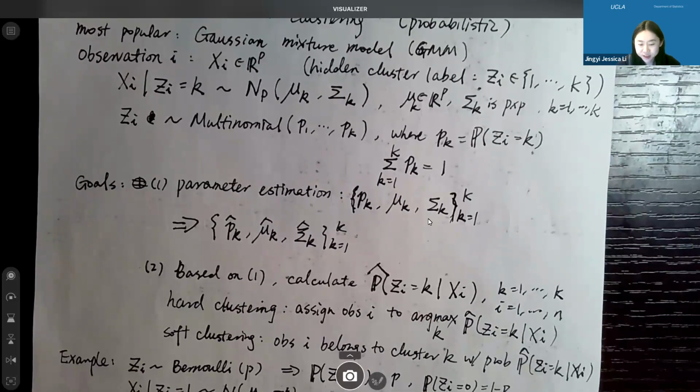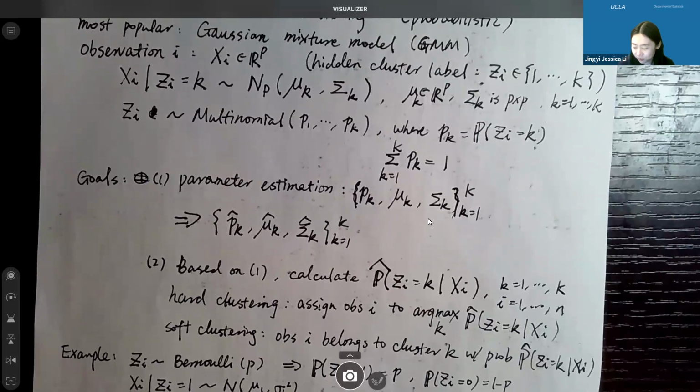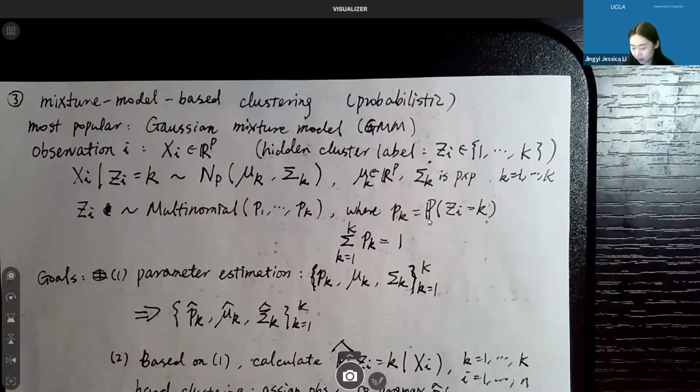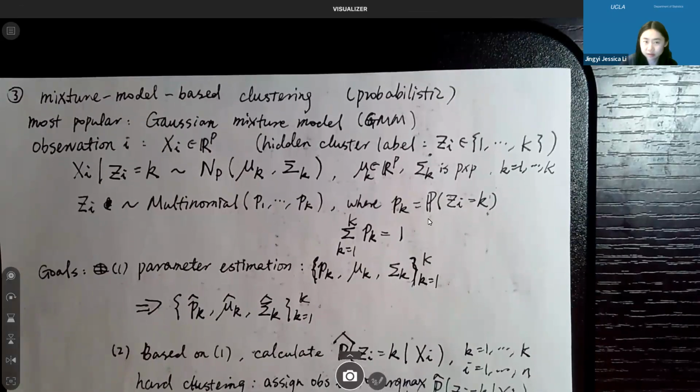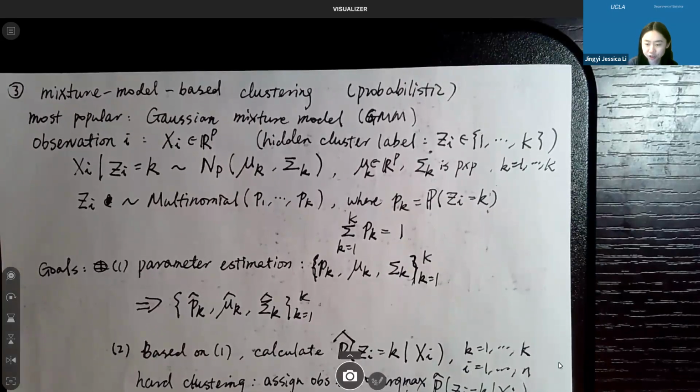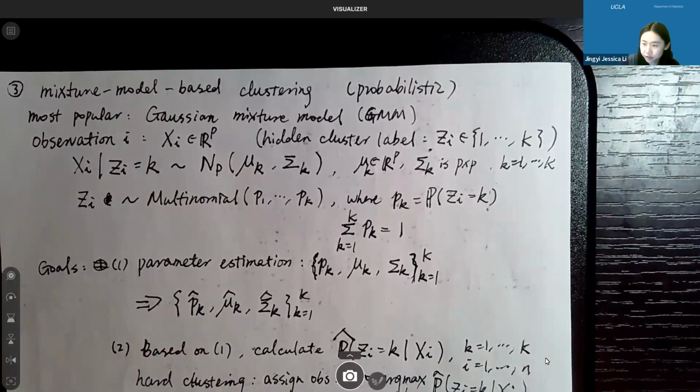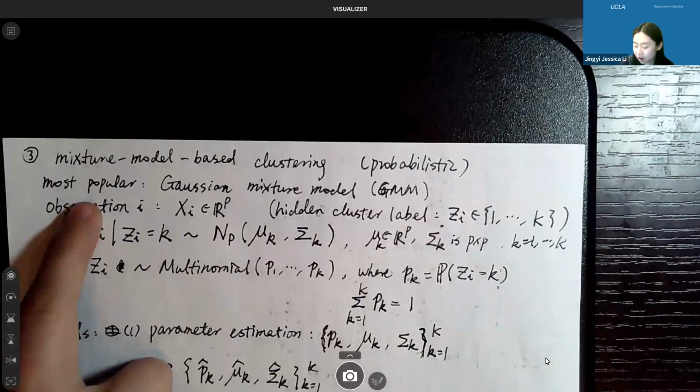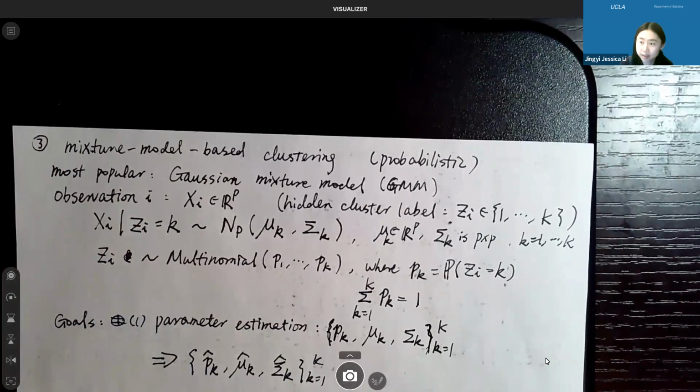Okay, so for those of you who are here today, we are going to talk about a very important topic, which is a very widely used technique in statistical modeling called the expectation maximization algorithm. So we will introduce it in the context of our mixture model-based clustering.